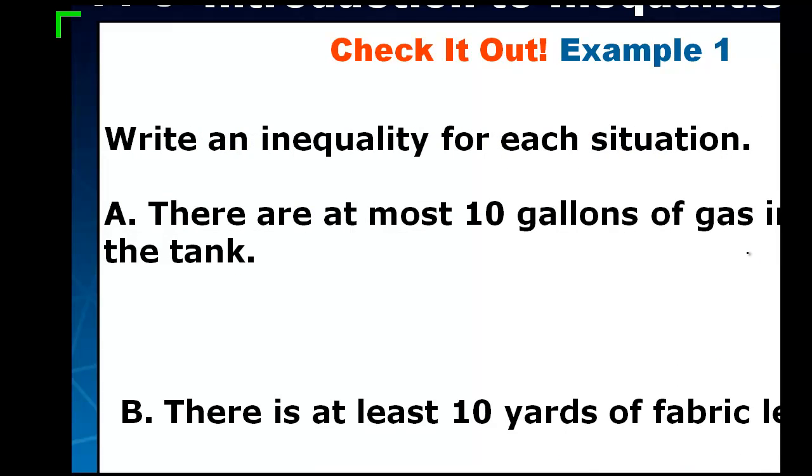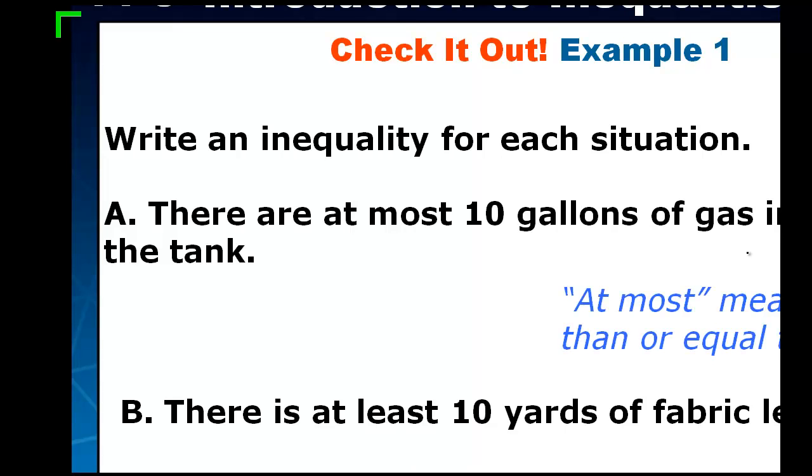Let's go for example. Write an inequality for each situation. There are at most 10 gallons of gas in the tank. It means that no more than 10. Most here means it's less than or equal to 10. 10 is the maximum number I can reach. So gallons of gas will be smaller than or equal to 10. Maybe 1, maybe 0, maybe 2, maybe 3. Okay?